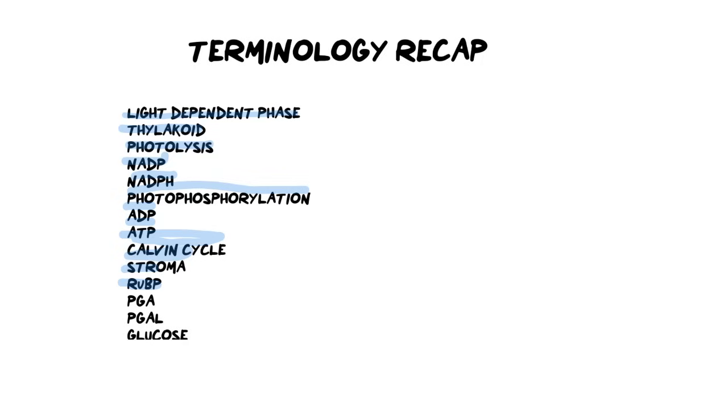Those PGA molecules undergo an addition of energy and hydrogen, and it makes a PGAL, and some of those PGALs become glucose, the sugar, which can be used for energy or also to be stored as starch. But the majority, if you remember, go back into forming the ribulose to start the whole process once more.